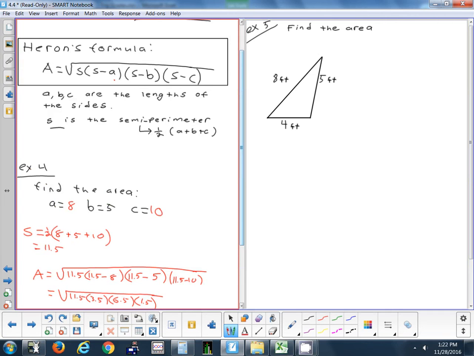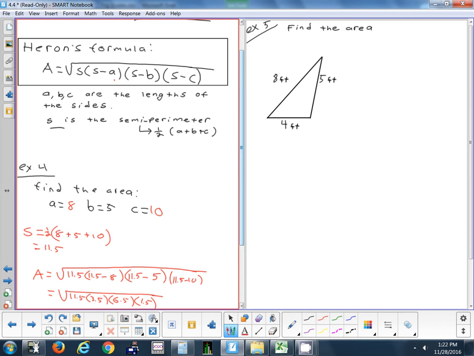Okay, so is there any questions on how you would do this one? Anyone need me to go through it? What's the one thing you'd have to find first that's not given to you? You'd have to find S. Okay, so you'd start with your semi-perimeter, find that, and then fill in your formula. Okay, so that's Heron's formula. Works really well when you know all the sides.